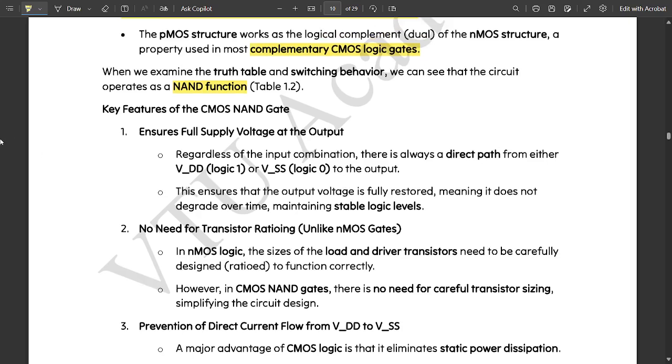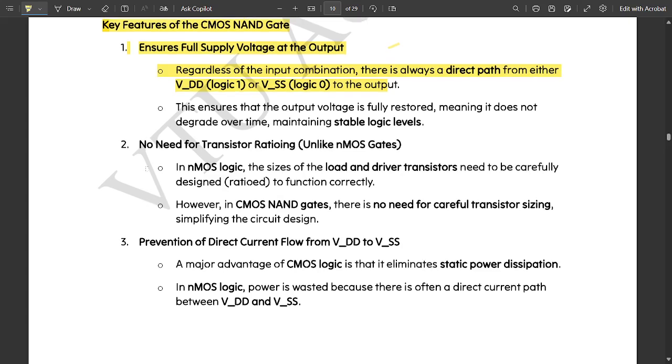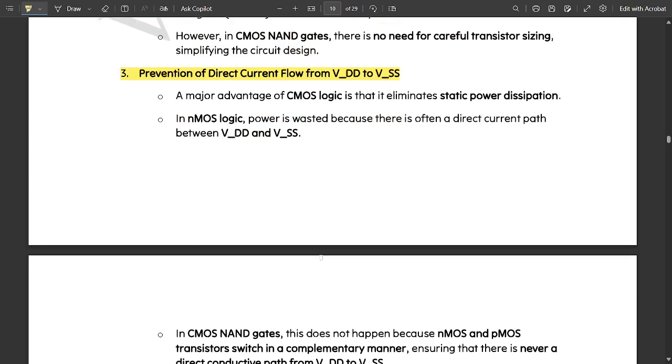First, let us see some of the key features of this CMOS NAND gate. First, it ensures full supply voltage at the output side. Next, there is no need for transistor ratioing like NMOS gates; we will see the explanation later. Next is prevention of direct current flow from VDD to VSS. The direct current flow is prevented using this CMOS NAND gate.